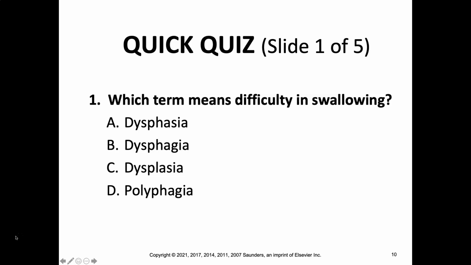And then notice also between B and C, phagia is swallowing, plasia is a growth. So again, between an H and an L, that makes a big difference. So I've given you lots of hints. You should get it right.